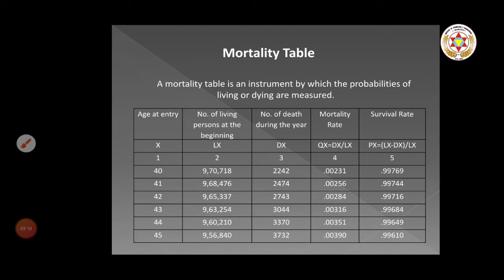So this is the way we calculate the mortality rate or death rate and survival rate. You can follow the same way to calculate the mortality and survival rate at the ages of 41, 42, 43, 44 and 45. So this is your answer, right? So this is a mortality table basically.